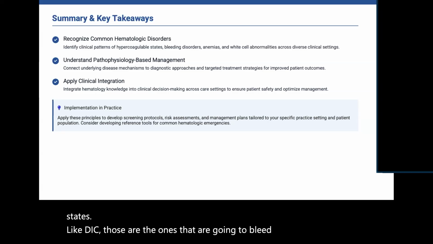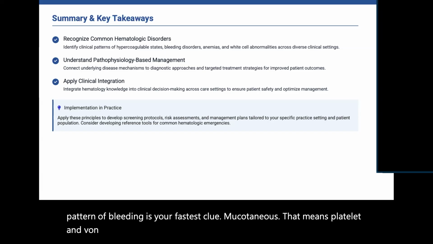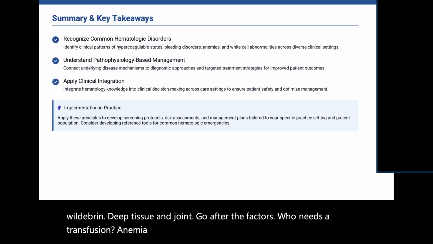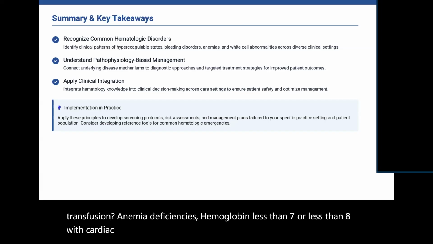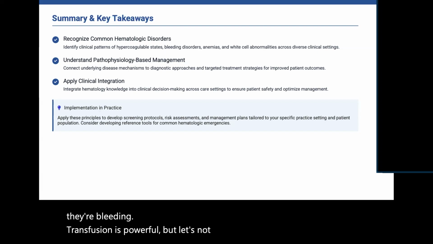Remember, the pattern of bleeding is your fastest clue. Mucocutaneous, that means platelet and von Willebrand. Deep tissue and joint, go after the factors. Who needs a transfusion? Anemia deficiencies, hemoglobin less than 7, or less than 8 with cardiac disease. Platelets less than 10 prophylactically. Platelets less than 50 if they're bleeding. Transfusion is powerful, but let's not forget the risks.